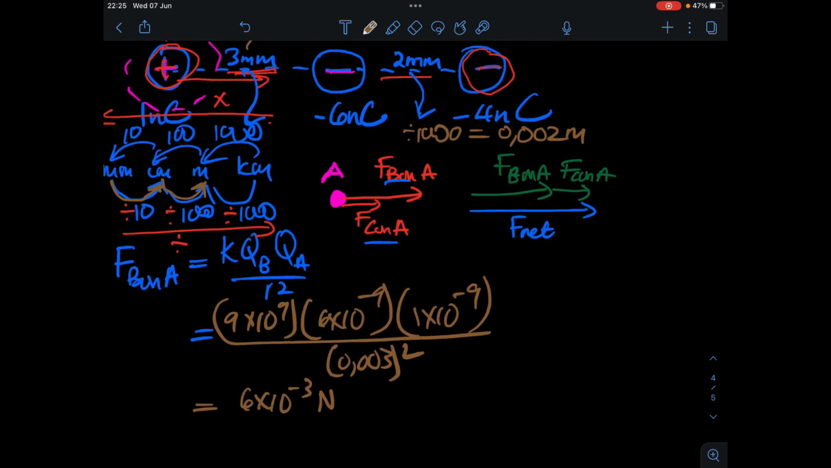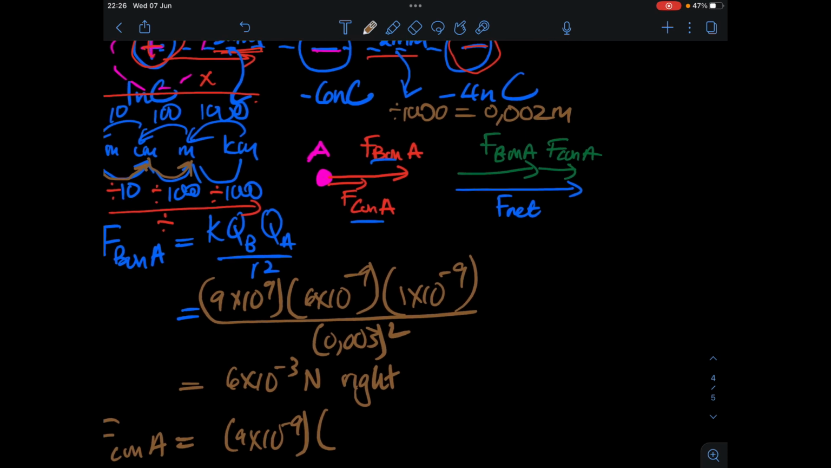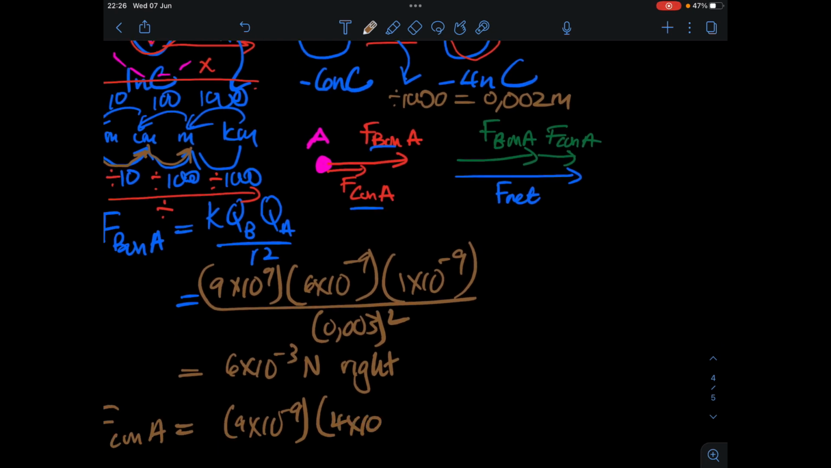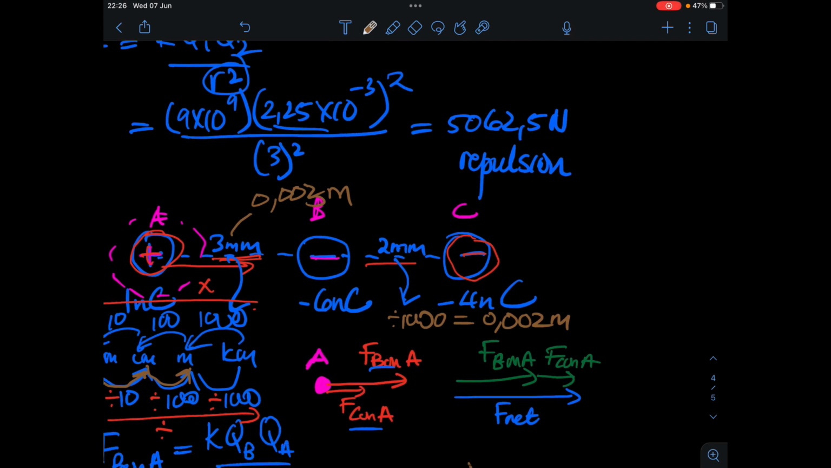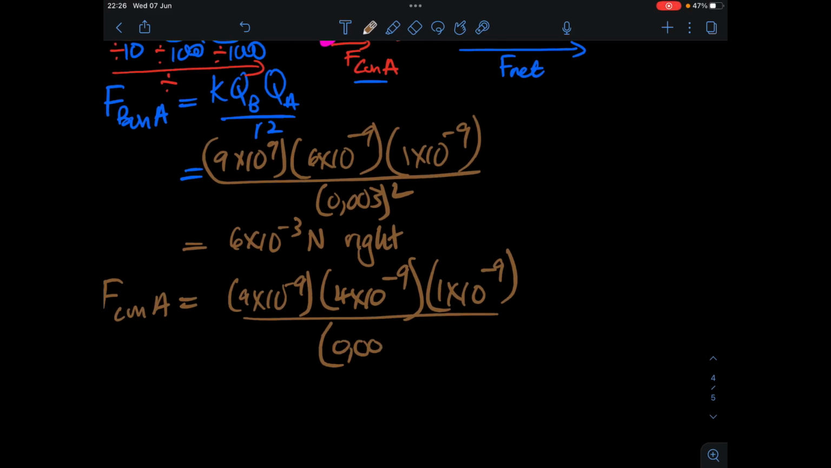And what is the direction of force of B on A? We said it's going to the right. Now let's calculate the force of C on A. It's going to be 9 times 10 to the power 9 times the charge of C. C is 4 times 10 to the power negative 9 times A, which is 1 times 10 to the power negative 9, all divided. What is the distance between C and A? It's 5 millimeters, as I've mentioned, so it's going to be 0.005 meters squared.